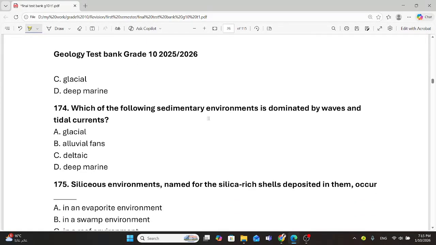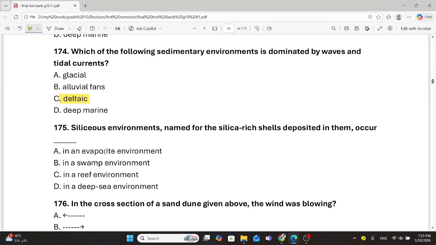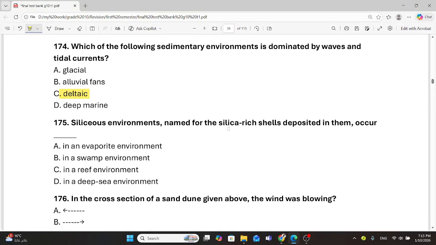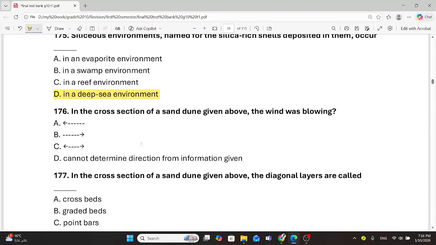Which of the following sedimentary environments is dominated by waves and tidal currents? Glacial, alluvial fans, or the third option? Next: siliceous environments, named for the silica-rich shells deposited in them, occur in an evaporite environment, in a swamp environment, or in a deep sea environment? It will be in a deep sea environment.